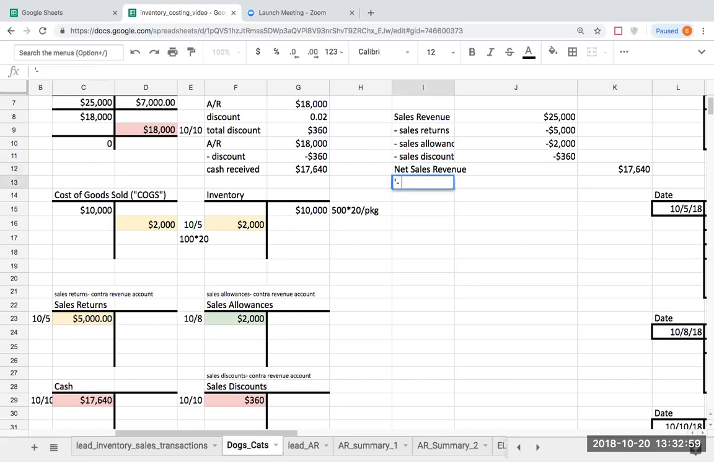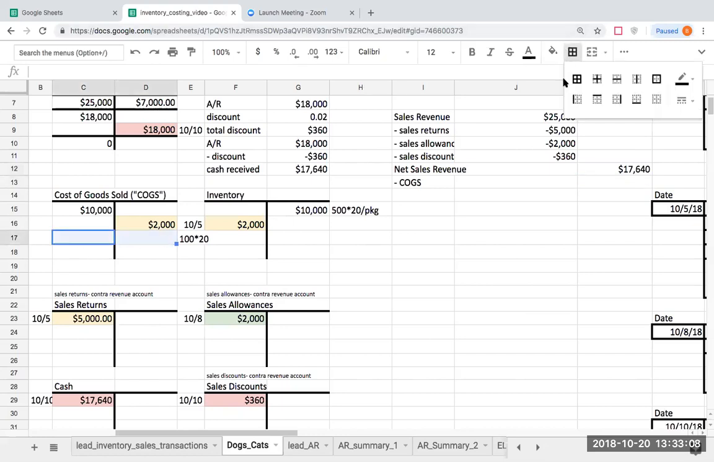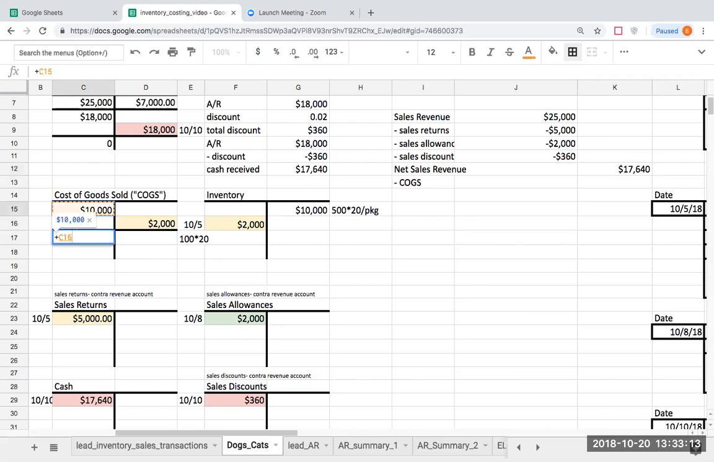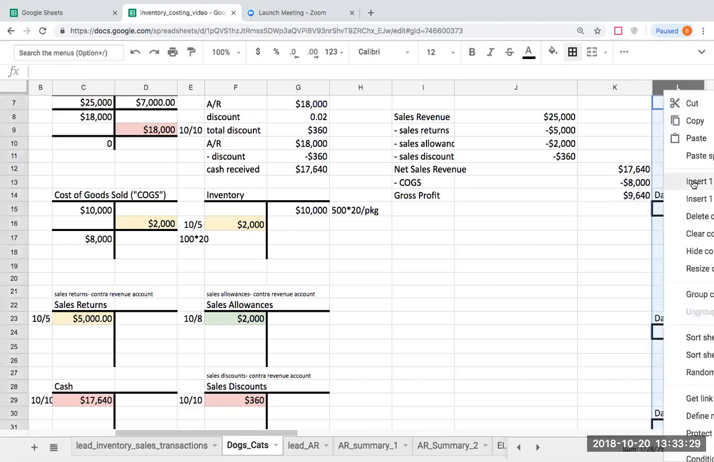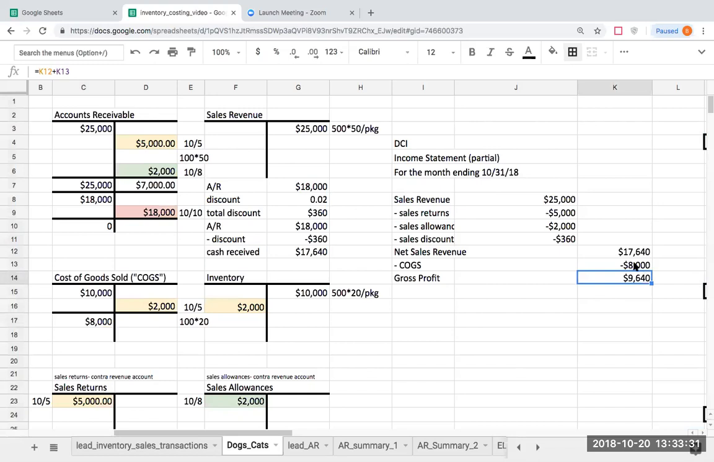I then subtract my cost of goods sold, my ending cost of goods sold. I needed to add these up. I had one adjustment here. My ending cost of goods sold was 8,000, or 10,000 minus 2,000. So my gross profit, meaning what did I make from my inventory sales, is going to be 9,640.